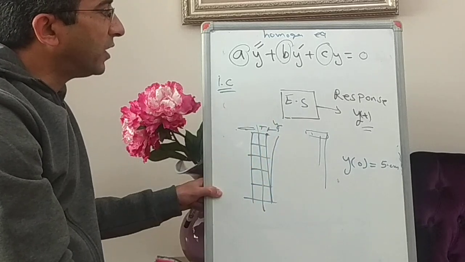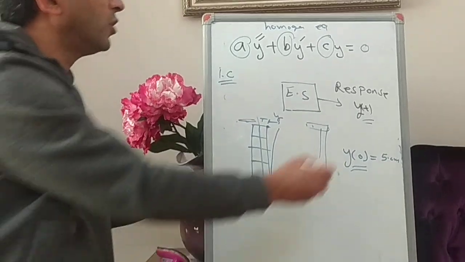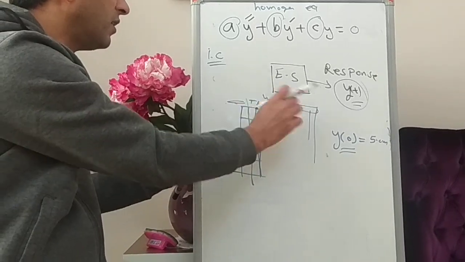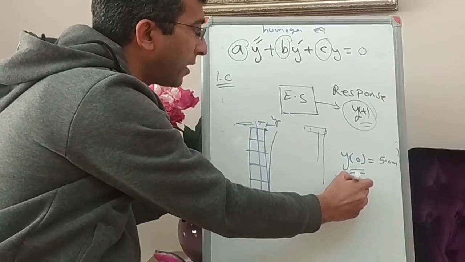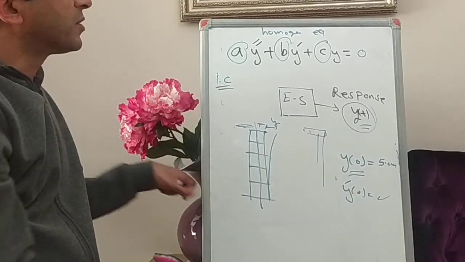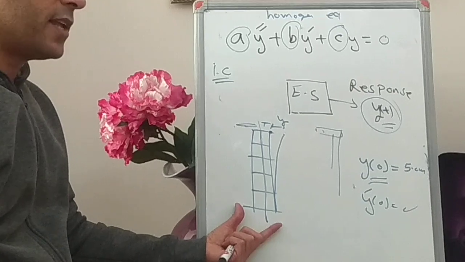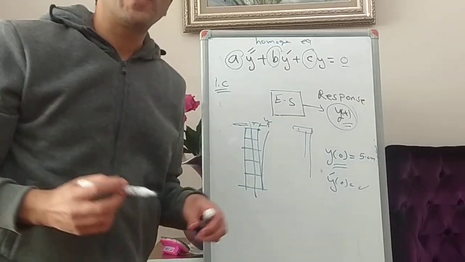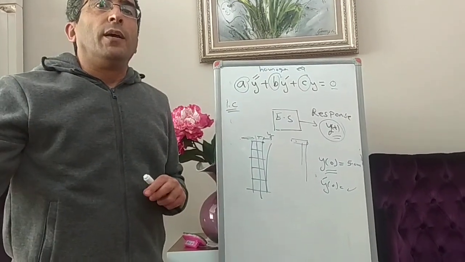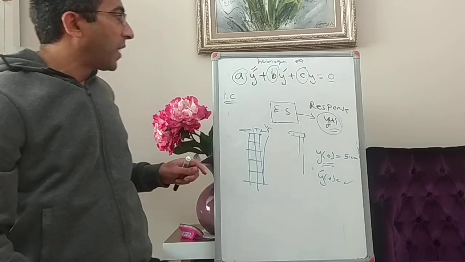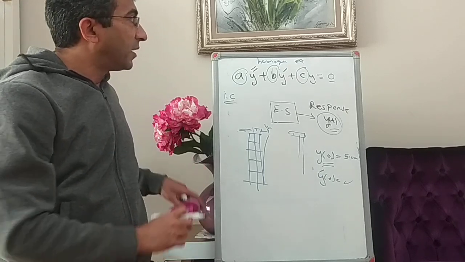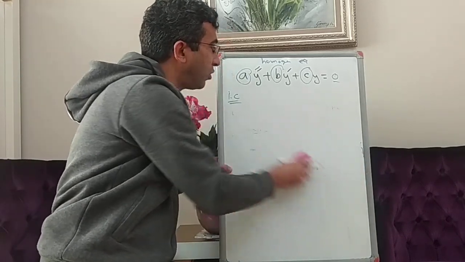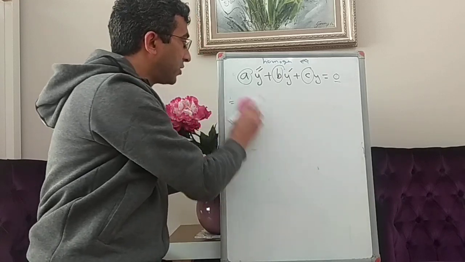Depending on this initial condition, you will have a response. Also, you may give it some velocity or some pulse, meaning y prime 0 has some value. So given an initial condition, you still have to find a response. We call these types of equations homogeneous equations. In this course, I will explain how to solve these types of differential equations.